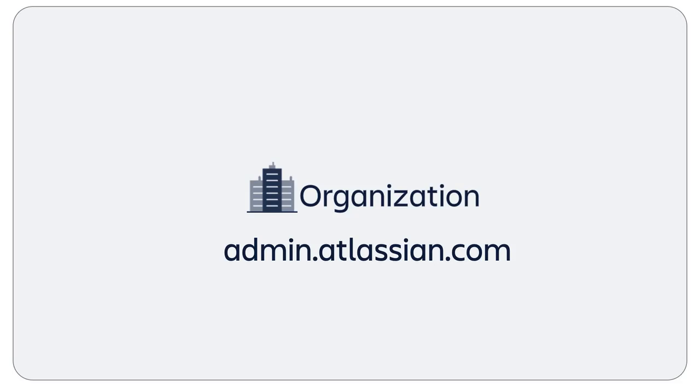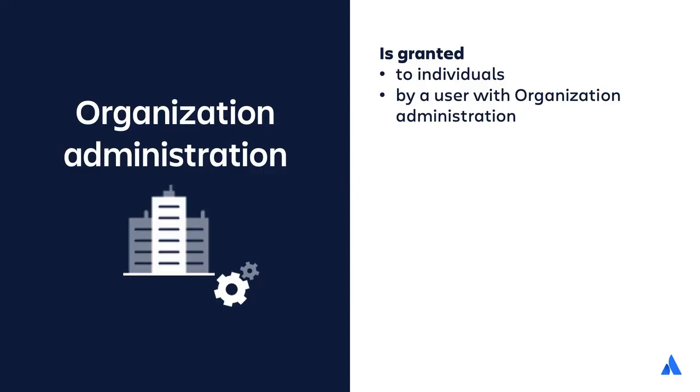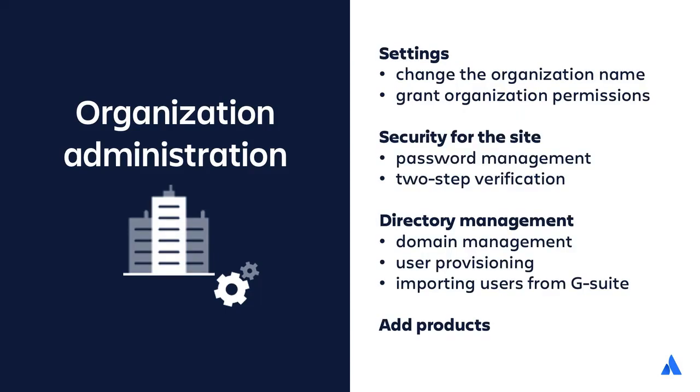As an organization administrator, you can access your organization at admin.atlassian.com. From here, you can manage very high-level configurations for the whole organization. The organization administration permission is granted to individual users by an organization administrator. They can manage organizational settings, such as changing the organization name. They can also grant and remove the organization permissions to or from other users. Password management and 2-step verification is also available, as is directory management, like domain management and user provisioning. Finally, importing users from G Suite and adding products is something else that can be done.